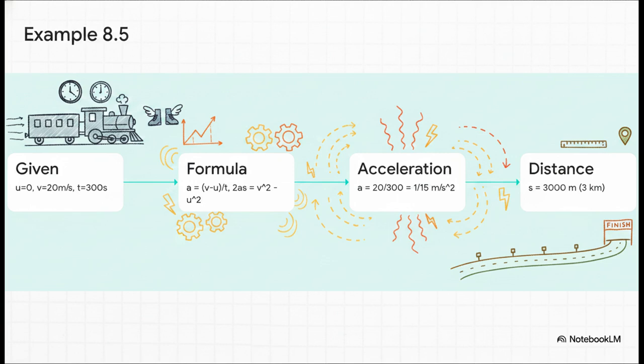First, to find acceleration, we use the formula a equals v minus u over t. So 20 divided by 300 gives an acceleration of 1/15 meters per second squared. Next, using our third equation of motion, 2as equals v squared minus u squared, we can find the distance s. Calculating 20 squared divided by 2 times 1/15 gives us our final answer, exactly 3,000 meters or 3 kilometers.